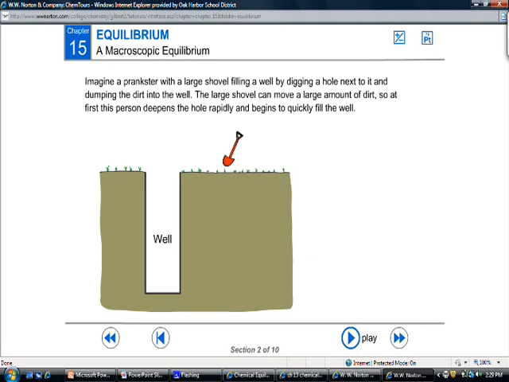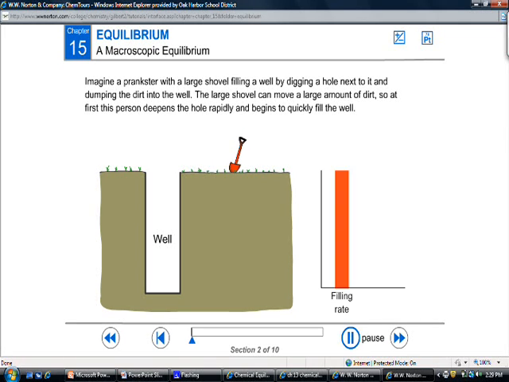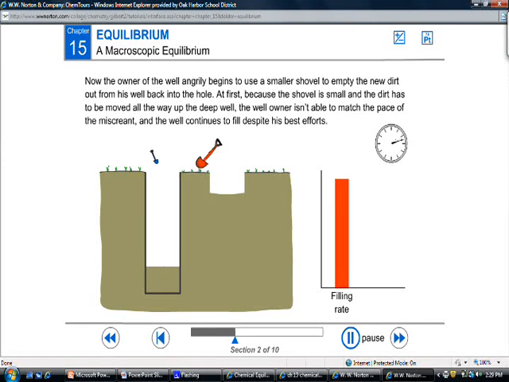Well, what is equilibrium? Imagine you had someone who was up to no good, and they took a large shovel and began filling in a well by digging a hole next to it and dumping the dirt into the well. So the large shovel can move a large amount of dirt. So at first this person deepens the hole rapidly. Now the owner of the well angrily begins to use a smaller shovel to empty the new dirt out of his well and back into the hole.